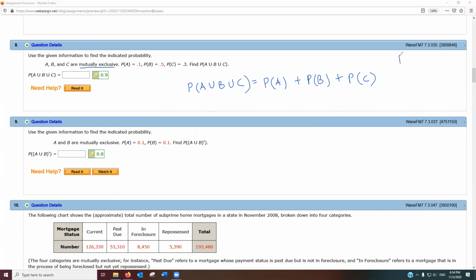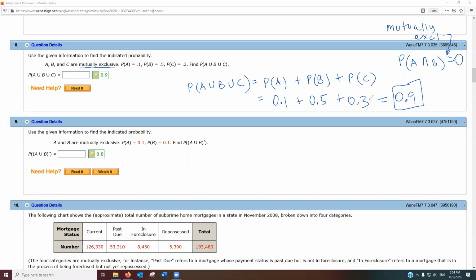For example, the probability of A and B happening is 0. Right? If they tell me it's mutually exclusive, that means the events cannot happen together. So for mutually exclusive events, we know that the probability of A and B is 0. Well, this is just adding together the probabilities they gave me. 0.1 plus 0.5 plus 0.3 works out to be 0.9. All right, let's do a few more.